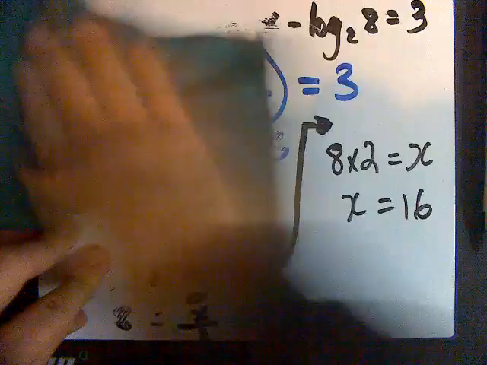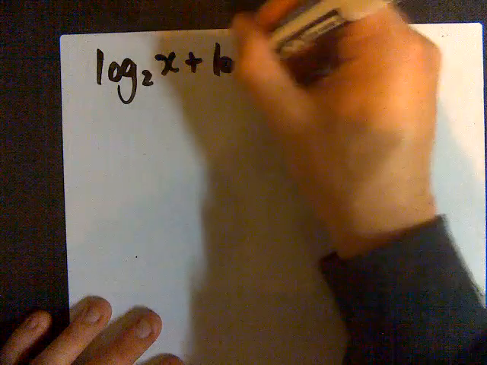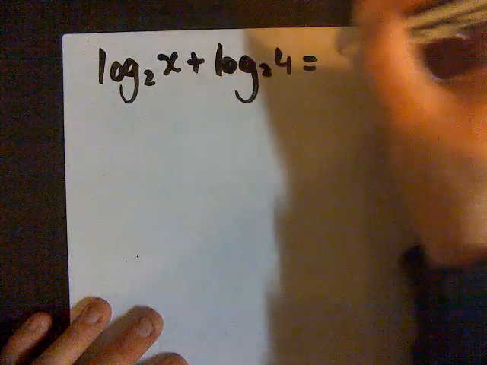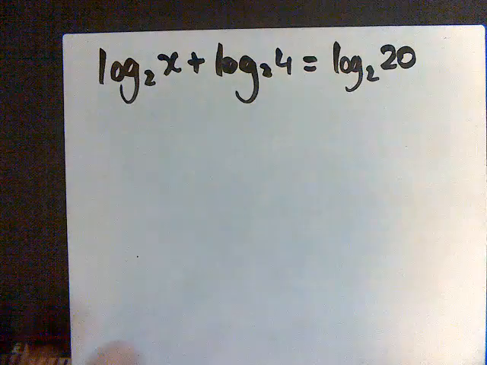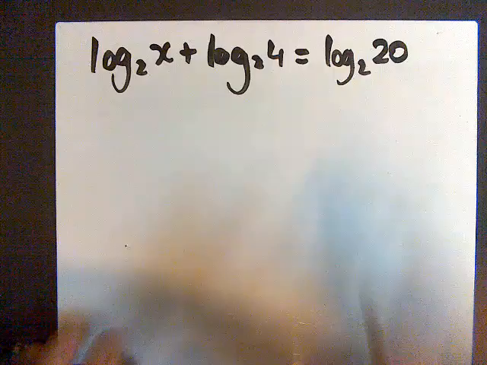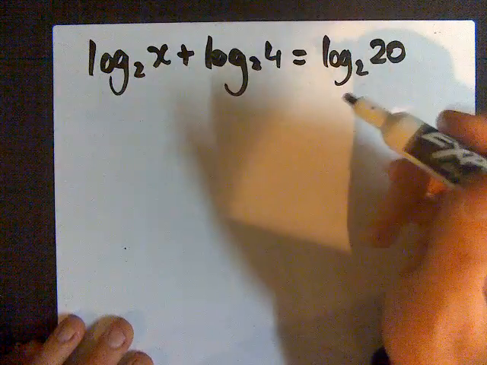Just a quick note, you may get some questions that look a little bit like, let me just find my example here. May get some questions that look a little bit like log base 2 of x plus log base 2 of 4 equals log base 2 of 20. You might think, well, what am I going to do here? I can't really solve that because I don't have a number on the other side. Well, you kind of do.